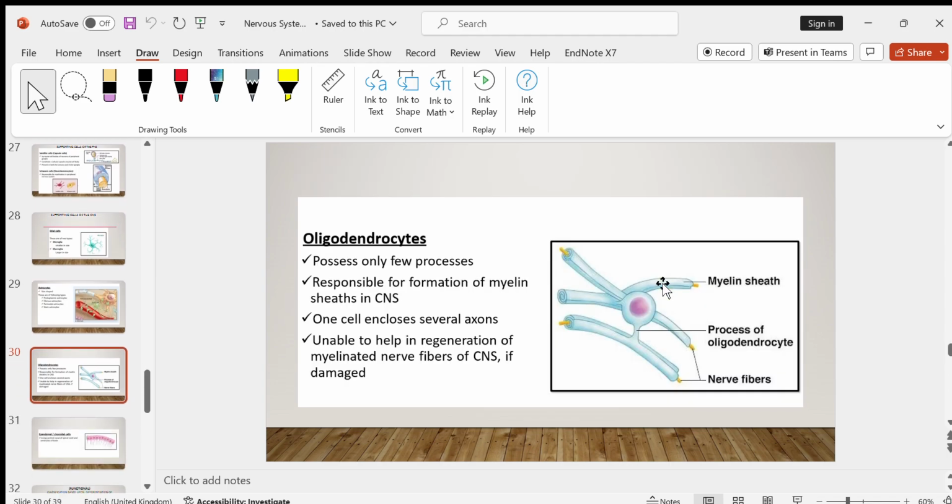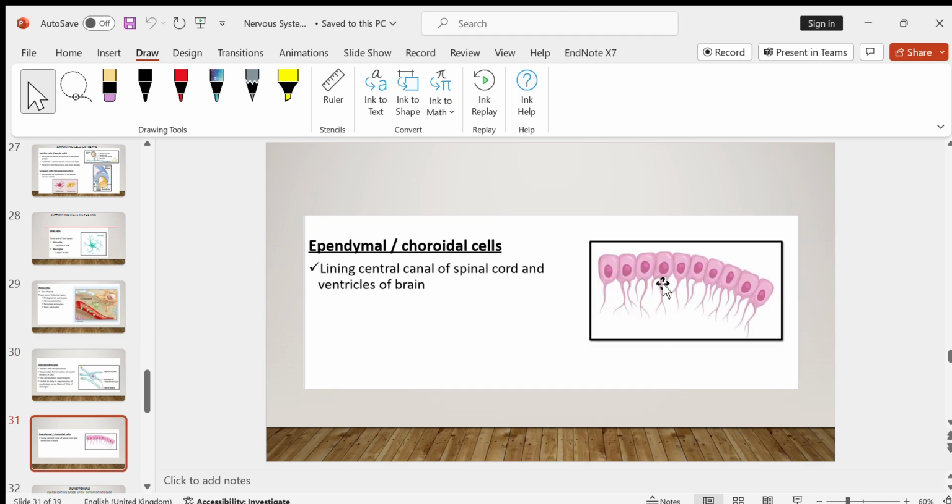Next is the oligodendrocytes. Oligodendrocytes are responsible for myelination of the central nervous system, in place of the Schwann cells, which are responsible for myelination of the peripheral nervous system. The next type of cells are the ependymal cells. They are shaped like this and they line the ventricular system, the ventricular cavities which contain the cerebrospinal fluid.